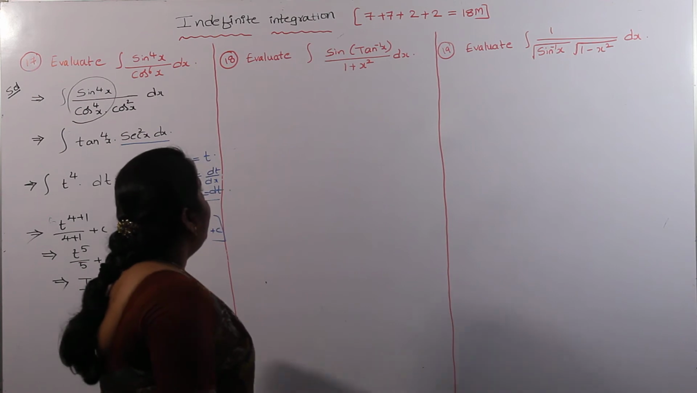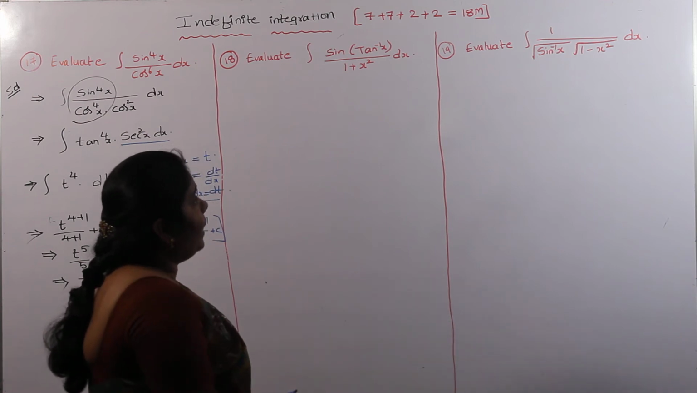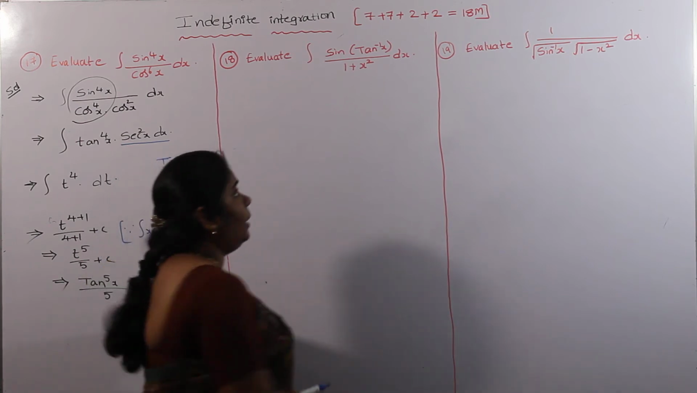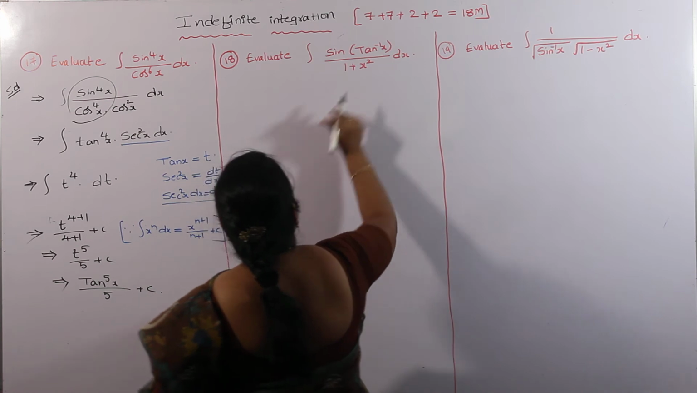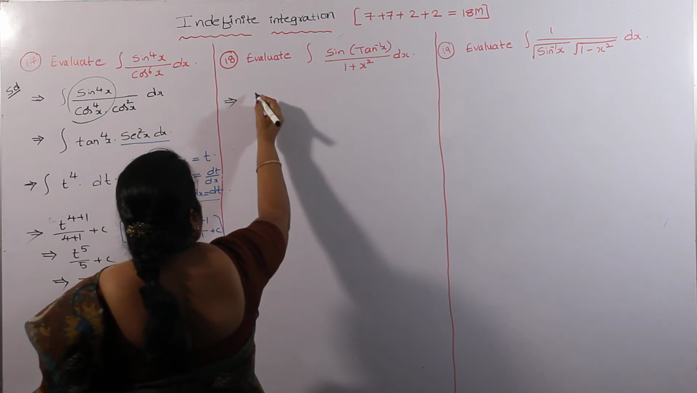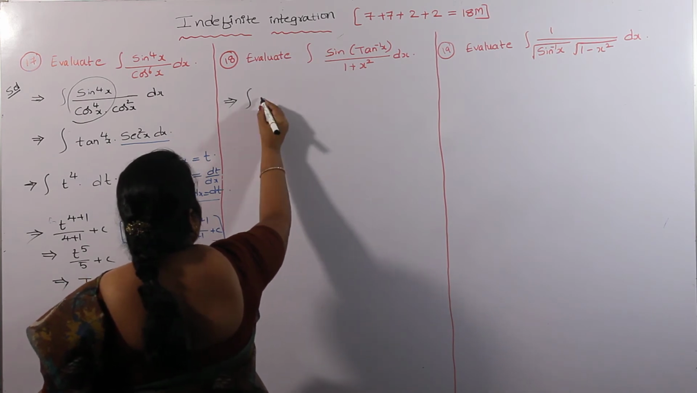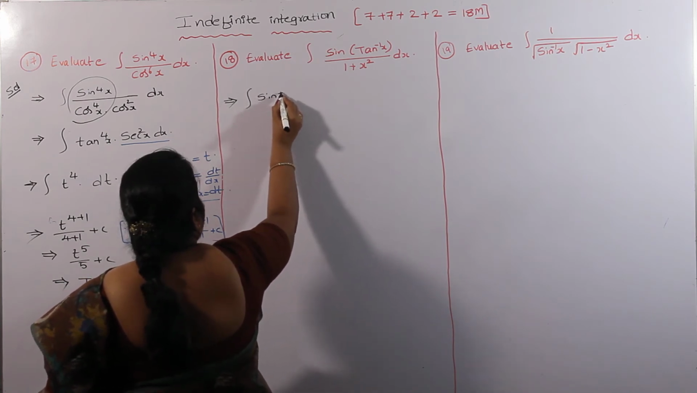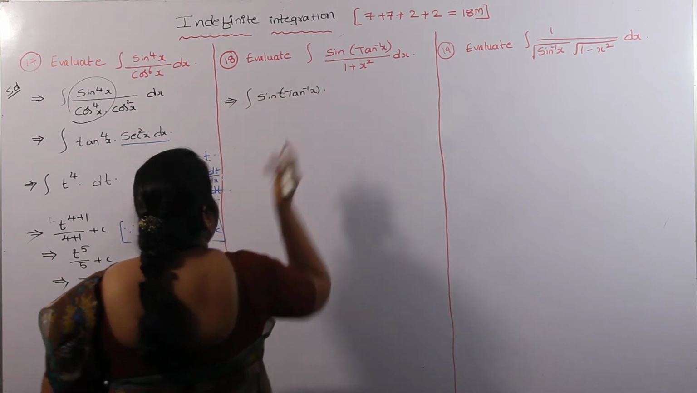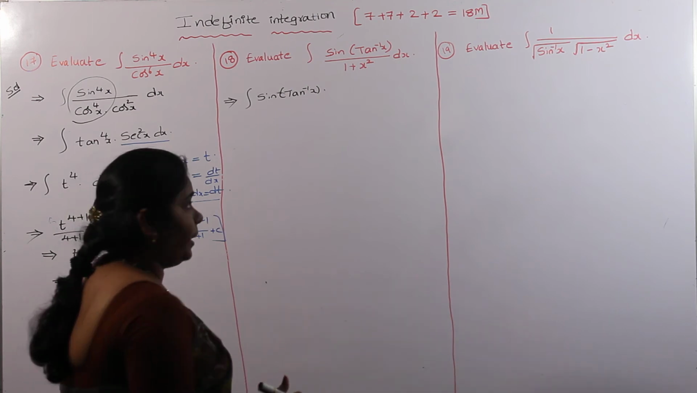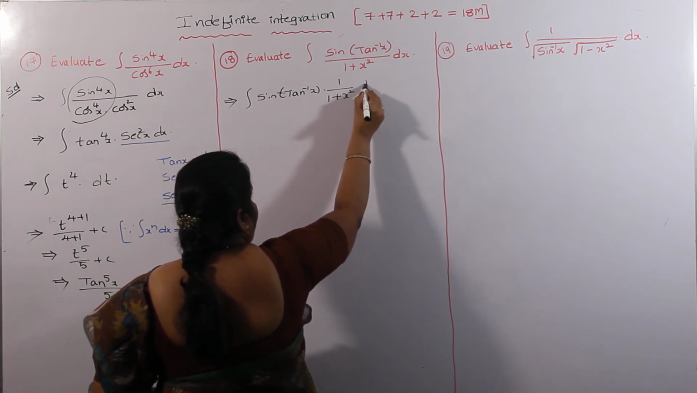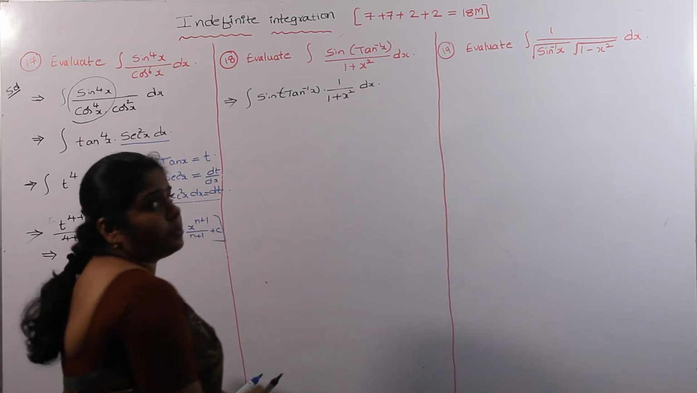Next problem. Integral of sin of tan inverse x into tan inverse x, sorry, sin of tan inverse x by 1 plus x squared dx. First this is converted into the substitution model. That implies the integral of sin of tan inverse x, whole, into 1 by 1 plus x squared dx. Now it becomes the substitution model.